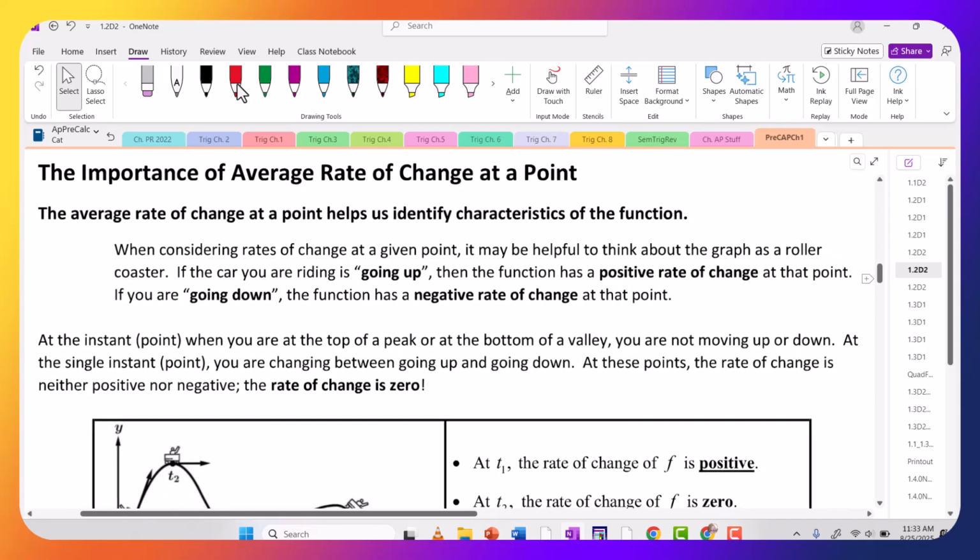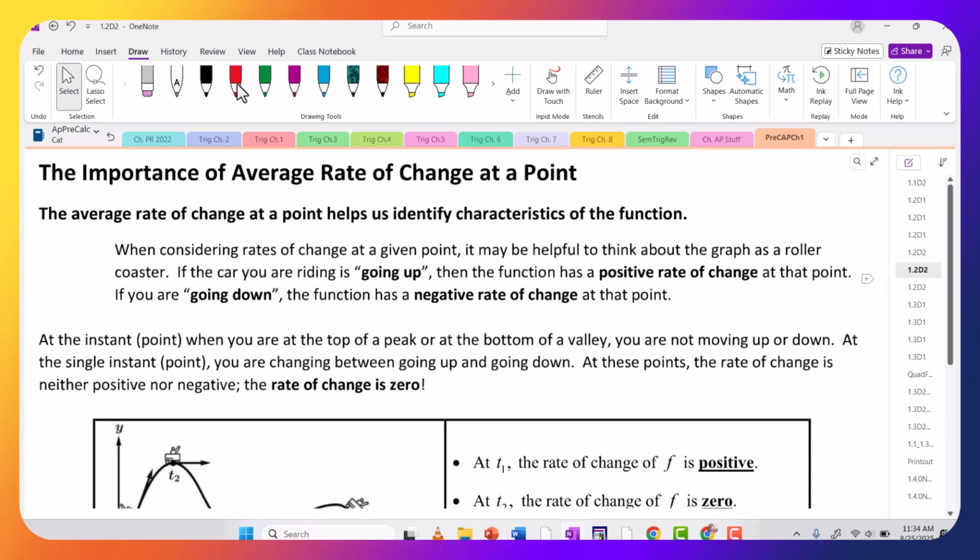Okay, and now it's time for average rate of change. All right, and this is a big concept that I'm going to try to help you on a sentence you're going to be responsible for on Friday.